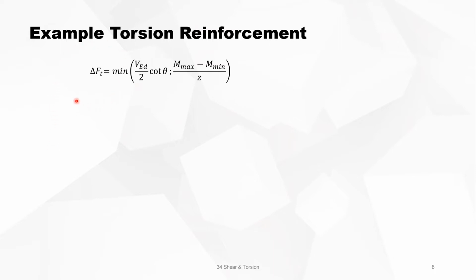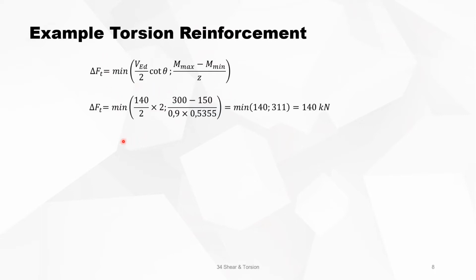The additional tension in the tension reinforcement is then the minimum of the two. If we calculate the minimum of the two, we find 140 kilonewton. This is for the tension. This is for the shear force. For the torsion, we have 65 kilonewton meter as torsional moment.